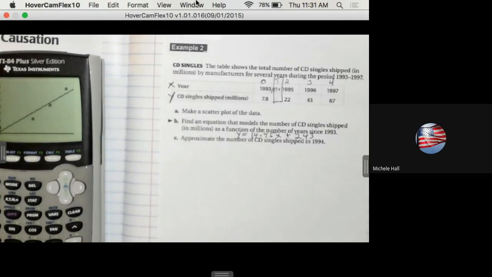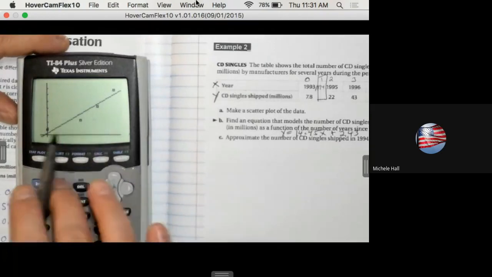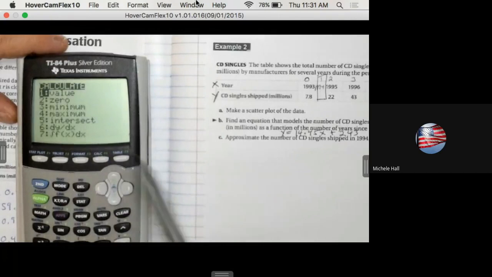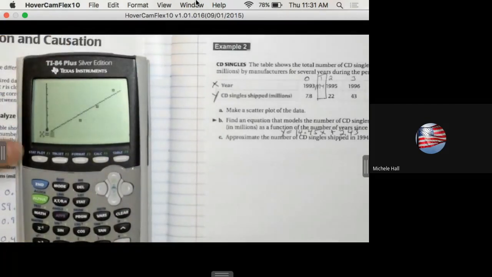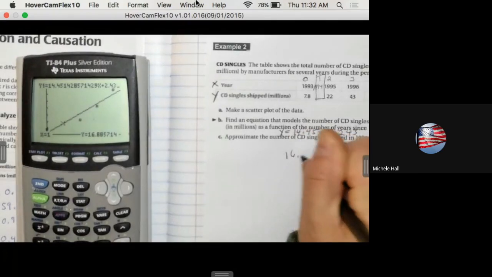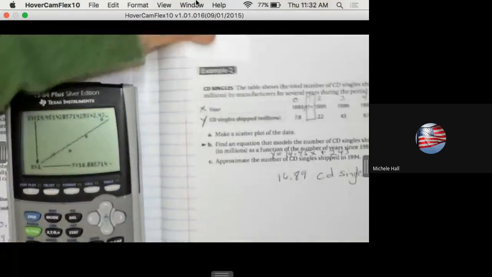So you can go to your table of values, right? Look for 1. I know that 1 was within my window range, so I'm going to use the calculate button up here. It means calculating other things, a value, number 1. And I want to know when x equals 1. And I got 16.89, right? So we have 16.89 what? CD singles shipped. But you really can't have 16.89 CDs, can you? So I wonder what a better answer would be for this. 17?